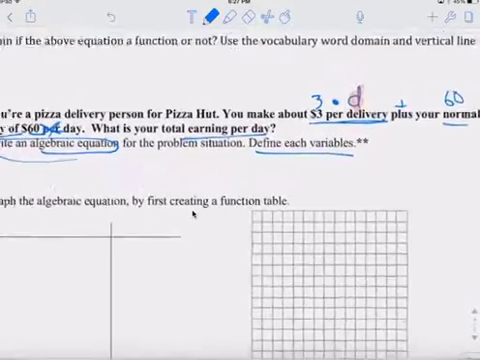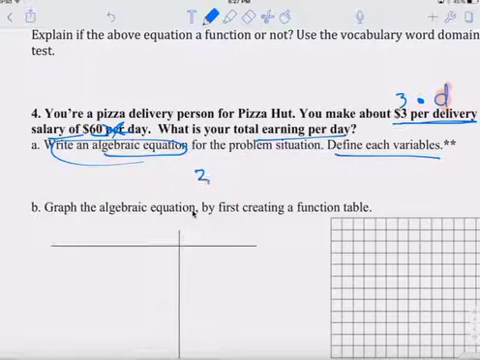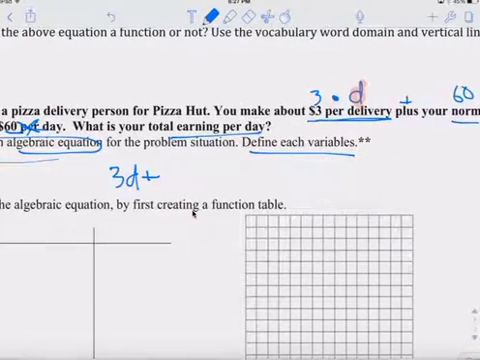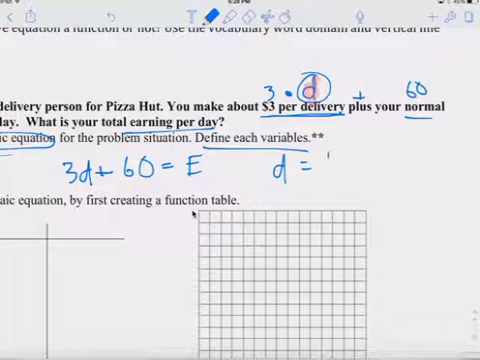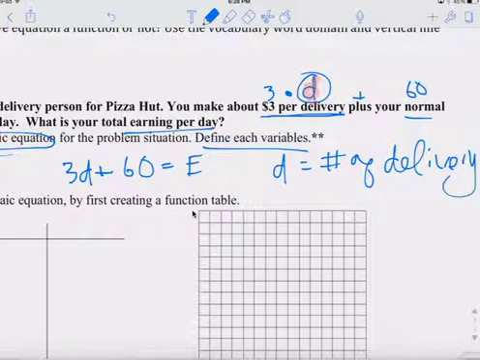Write an algebraic equation for the problem situation. Define each variable. Okay, so each delivery, based on how many deliveries, plus the $60 per day equals your total earning. We'll put E for earning. D is for the number of deliveries. And E is for earning.